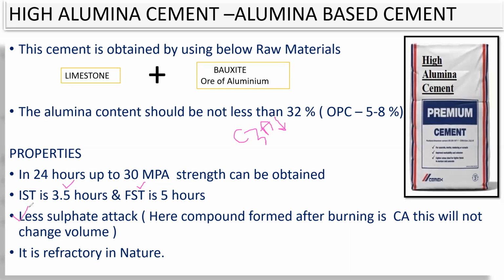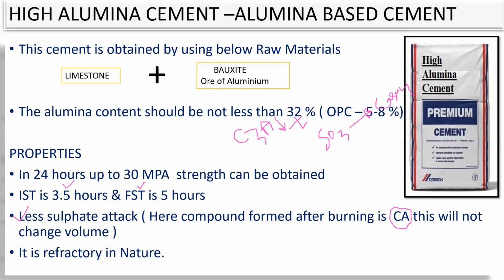So how is this possible? Because here, since we have limestone and bauxite added, the final product that we get is called CA, that is lime and alumina, and this will not change the volume. In the previous case, the tricalcium silicate was reacting with sulfate, and it would form this CaSO4 and all, right? But here the product we are getting is not CaSO4. Here the product is CA, which is called lime and alumina.